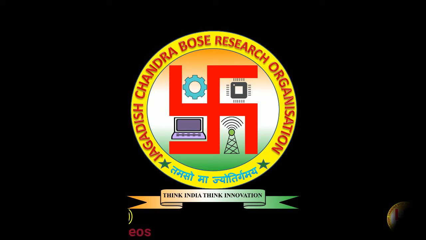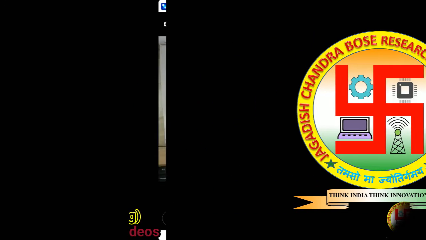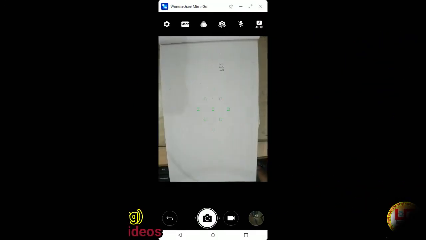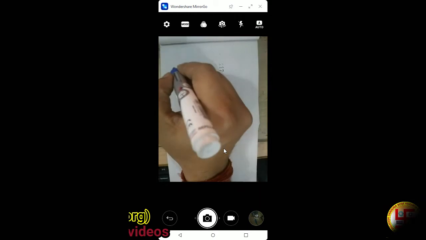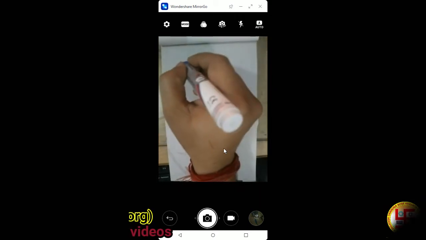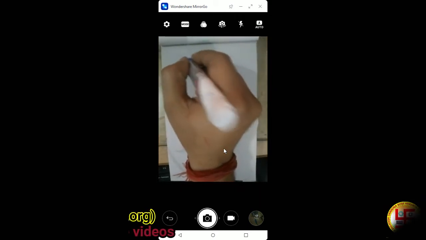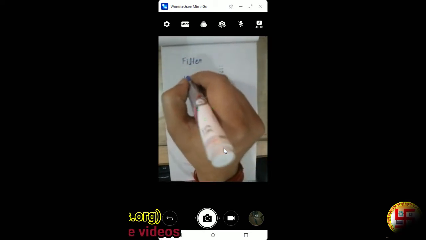Let's first go through some of the basics of the filter, which will be very important while writing the real-time filter code for the Arduino in embedded C. Filters are defined by their transfer function.